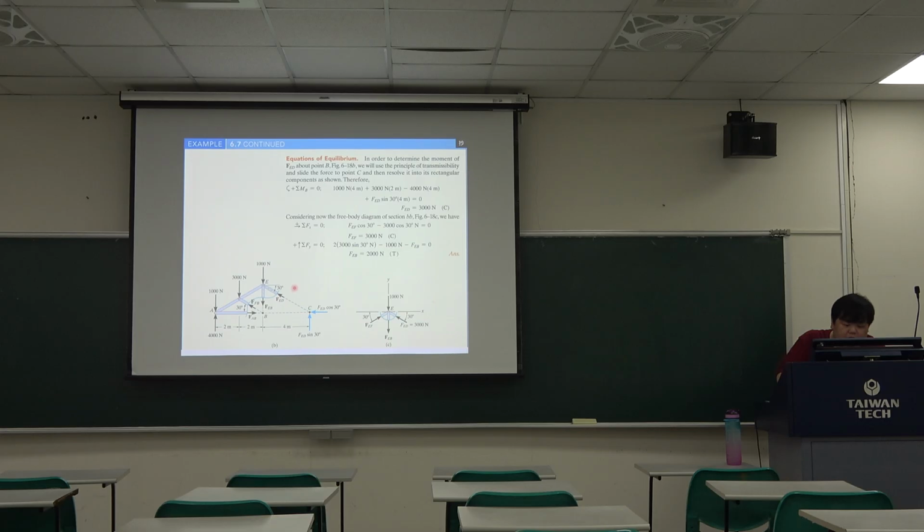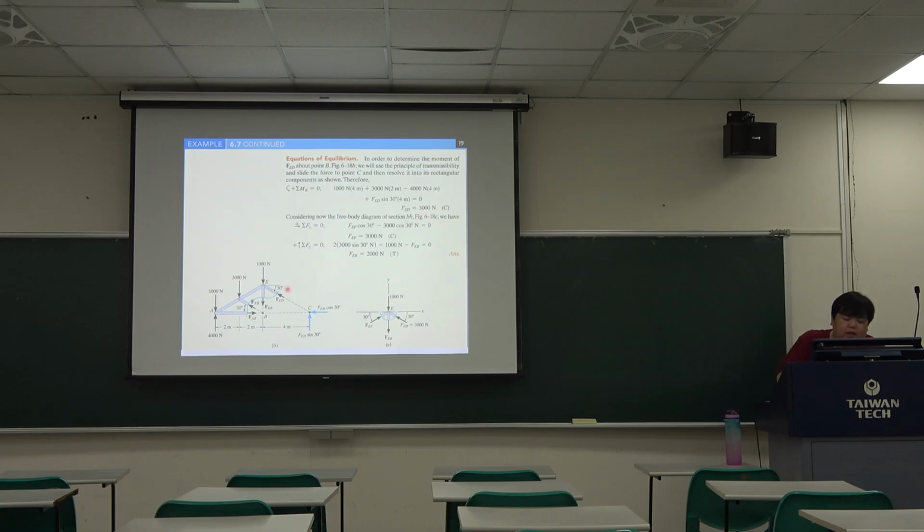Then we set the moment point at point B first. Because these forces are passing through this point, we just use this force and this force and FED to calculate the moment at point B. So the summation MB equal to 0, like this equation, then we can get the FED answer like this part.